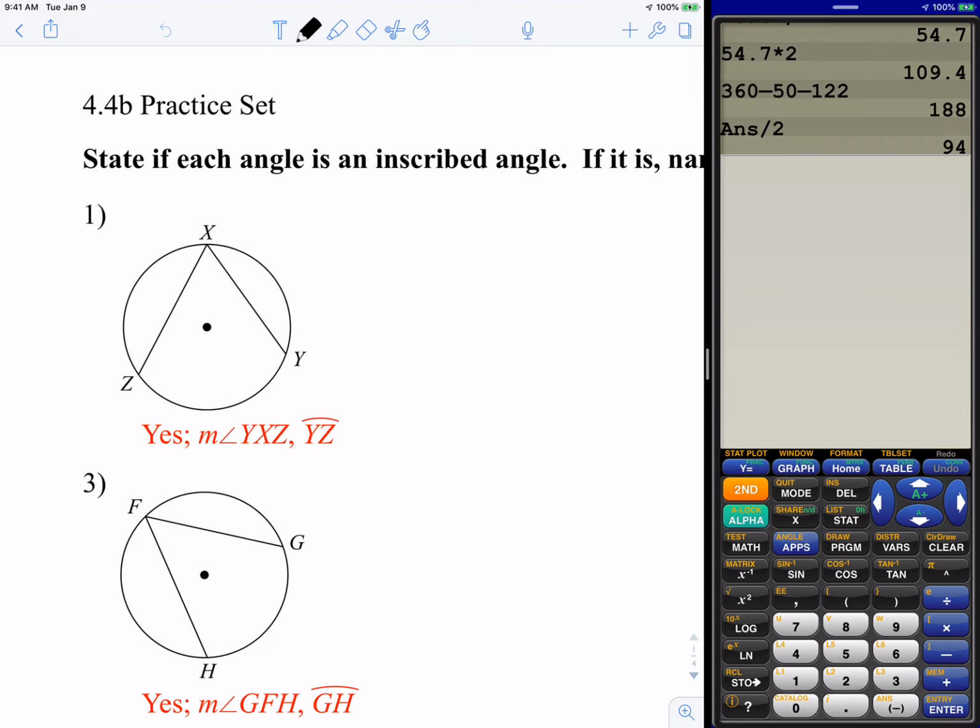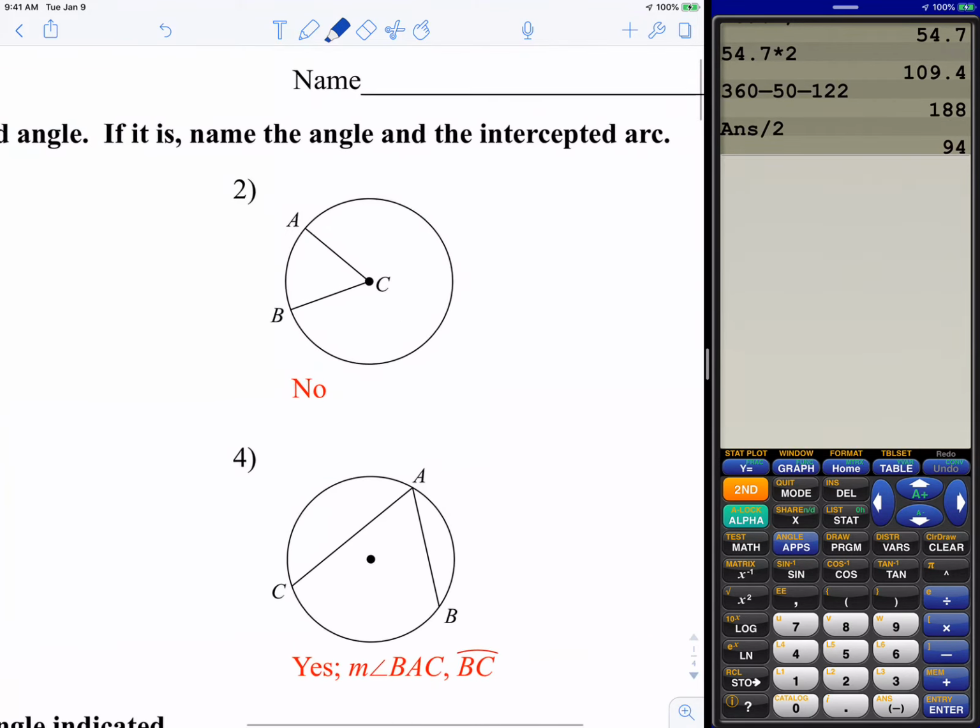Okay, number one, state if each angle is inscribed. Yes, that one is inscribed because the vertex is on the circle. So we would call this angle YXZ, and the intercepted arc is YZ or ZY.